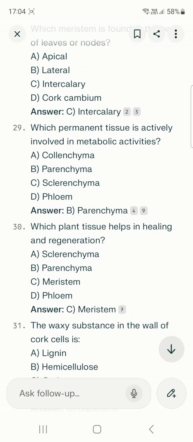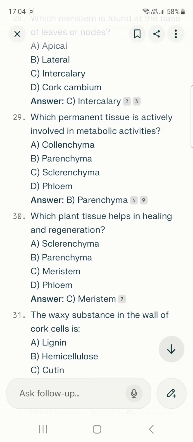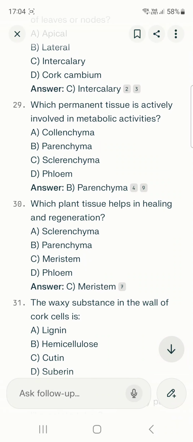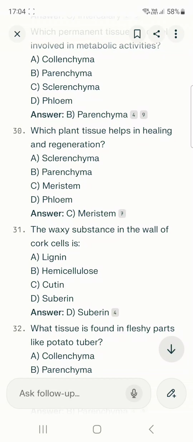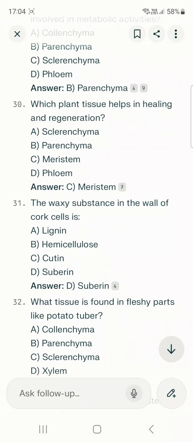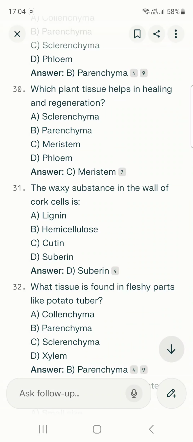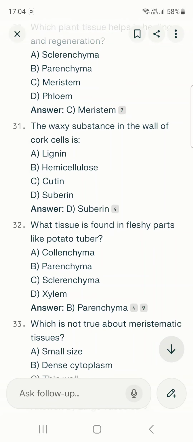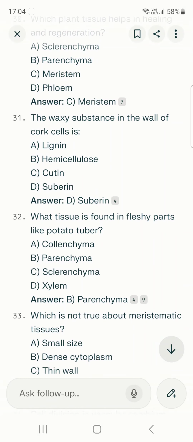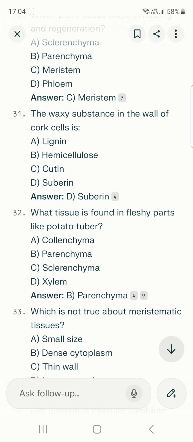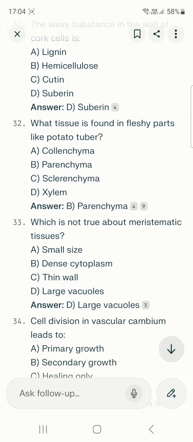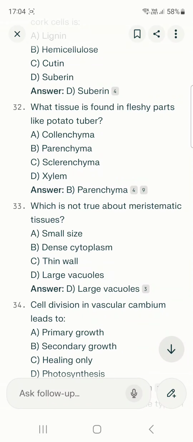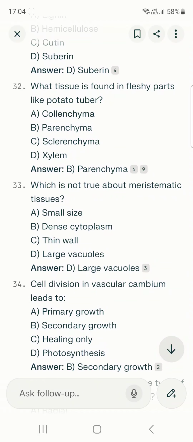Question number 31. The waxy substance in the wall of cork cells is, guess? Option D, suberin. What tissue is found in fleshy parts like potato tuber? Option B, parenchyma. Which is not true about meristematic tissues? The correct answer is large vacuoles. Cell division in vascular cambium leads to, option B, secondary growth.